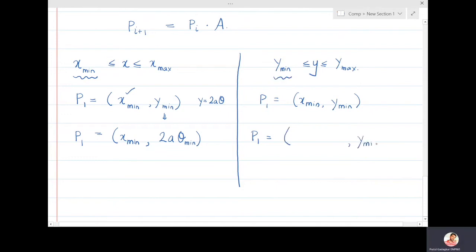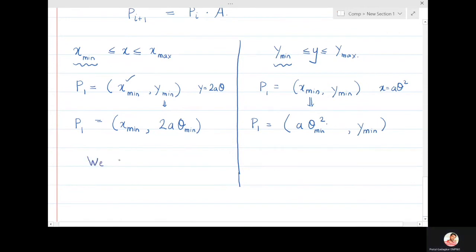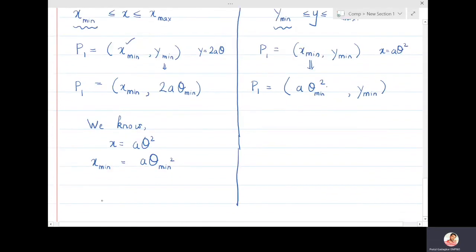In this case, y min is given to us, so we have to write the value of x corresponding. Again, we know that x is equal to a theta square. So here I'm going to write x is equal to a theta min square. What is theta minimum? We know that x is equal to a theta square. So x min will be a point which will be generated because of theta min square. So this means that the expression for theta min will be x min upon a, and its square root.